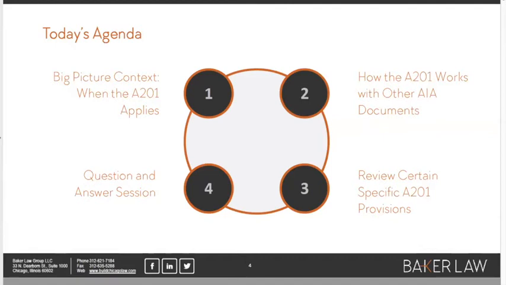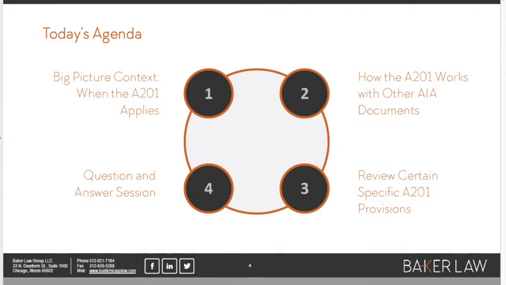Before we get into any kind of nitty gritty, I want you to understand which projects are the ones where you need to care about the A201 general conditions, because there are a lot where it just doesn't apply and you could throw all this out the window. So that's the first agenda item.